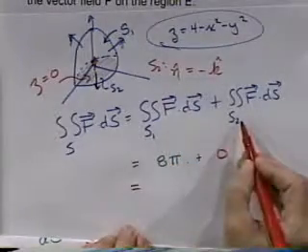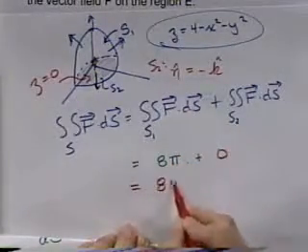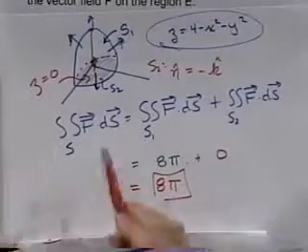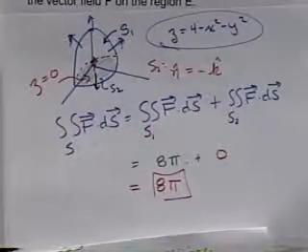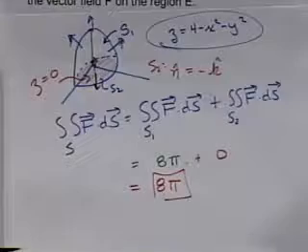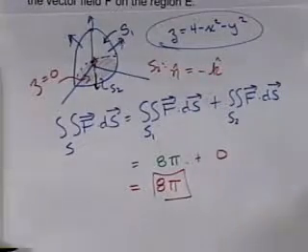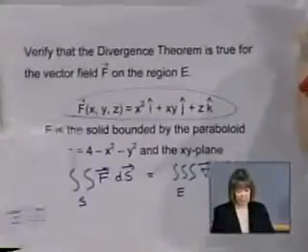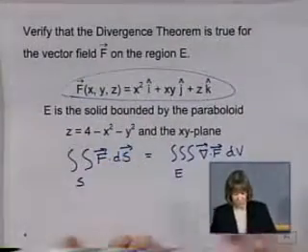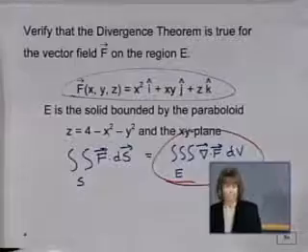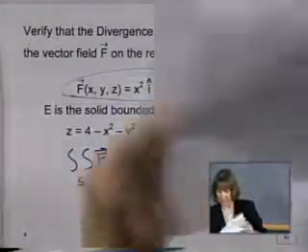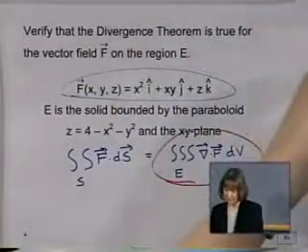So the sum of the two fluxes is 8 pi plus 0, which is 8 pi. And that's not using the divergence theorem, just integrating F dot dS. Any questions so far? Now, since the problem said verify the divergence theorem, we're going to do the second half. A lot of times the second half could be easier, so let's see if it is.